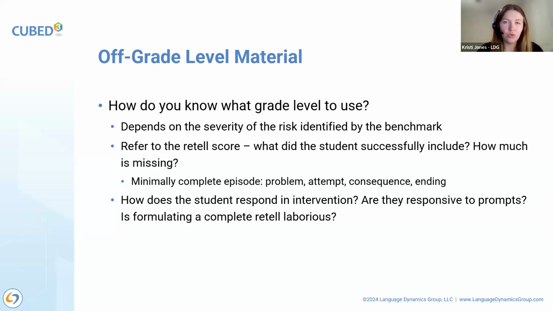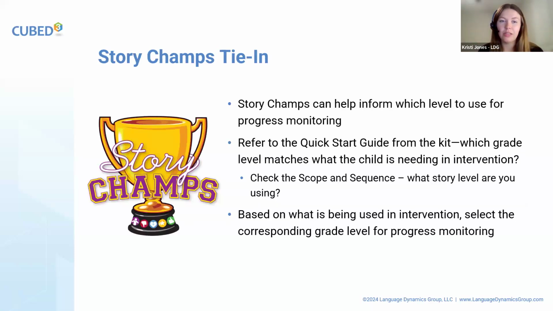You also want to evaluate, after you've been able to do intervention, how a student actually responds to that intervention. Are they very responsive to your prompting? Are they able to formulate somewhat of a retell, or is it extremely laborious? If it's really laborious and it requires a lot of prompting, then we want to use a well below grade level progress monitoring form. So that, again, we are not overloading them with the information and thus discouraging them when they go to the retell. If you are using story champs in particular, it makes it a little bit easier to understand which grade level to use.